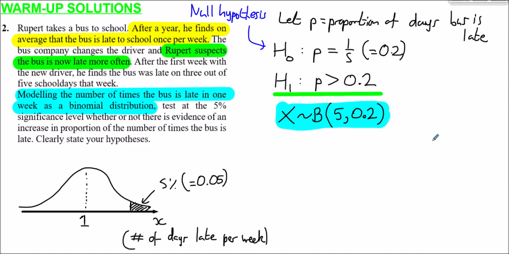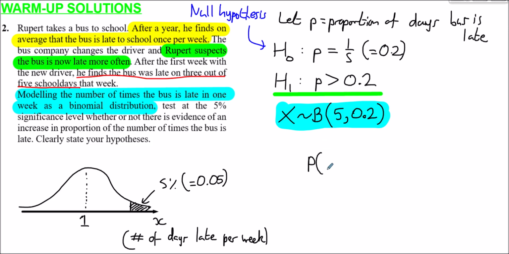What we have currently is we know that using this new driver, the bus was late 3 out of 5 times. So we know this, so we can jot this down. So after the first week, we're told the bus was late 3 out of 5 school days. So what we can do is work out the chance of that happening, or more than those days late. So what would the chance of that happening be?